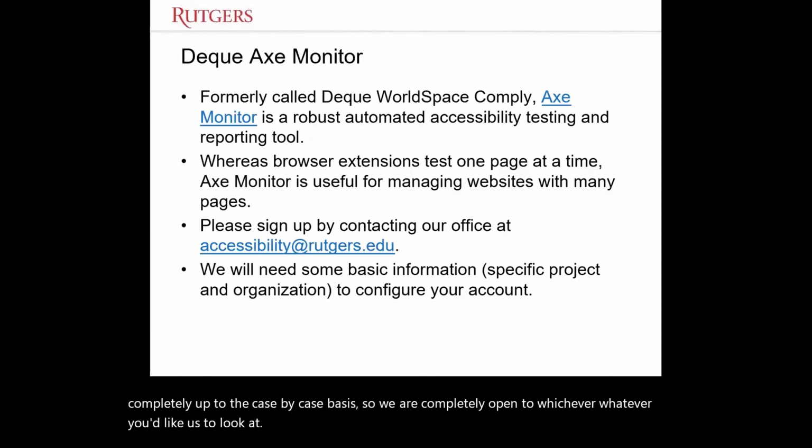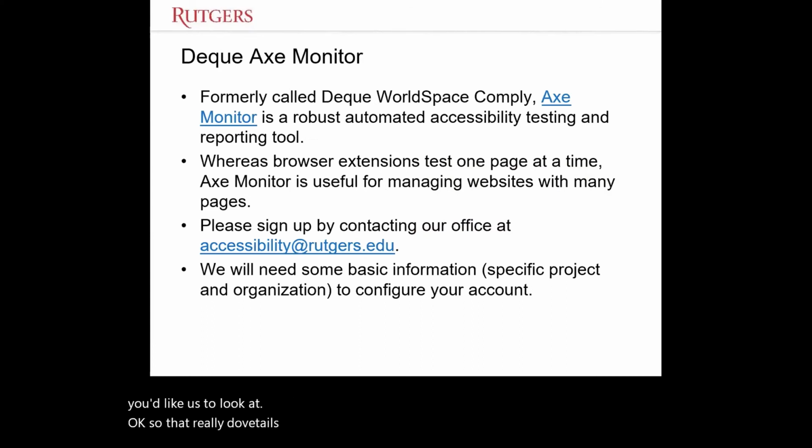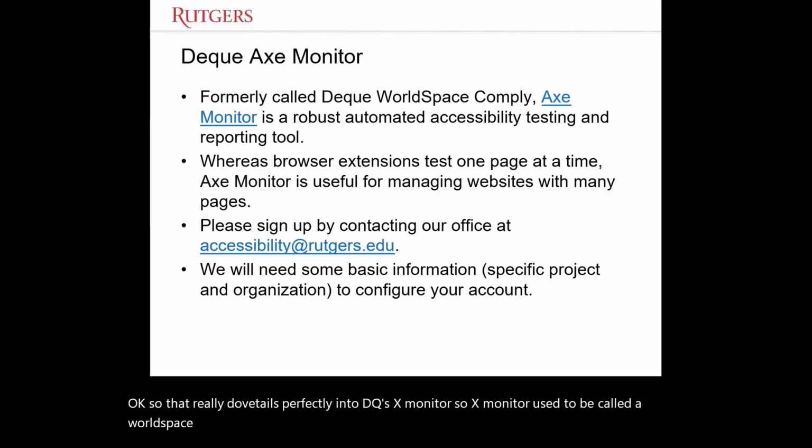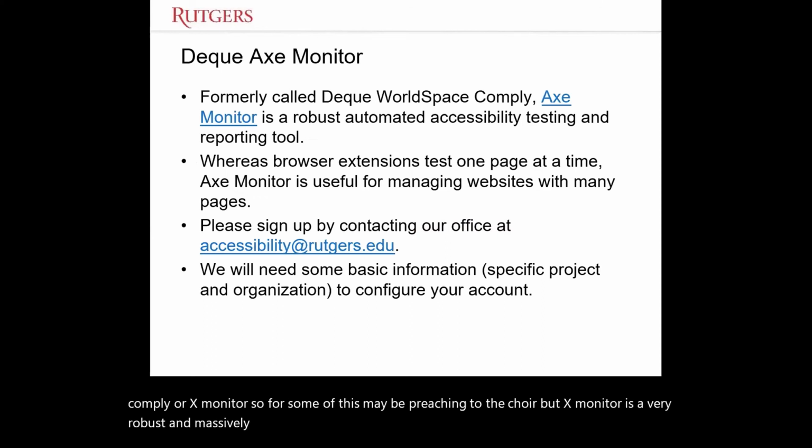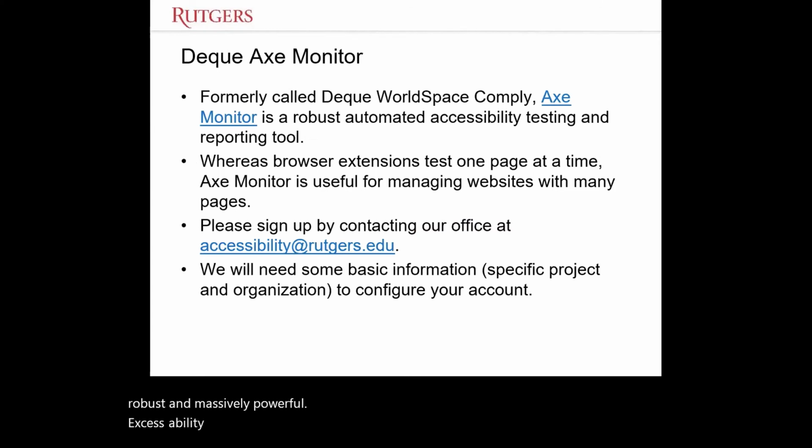Okay, so that really dovetails perfectly into Deque's Axe Monitor. Axe Monitor used to be called WorldSpace Comply. I know for a fact that some of you in this meeting have used WorldSpace Comply or Axe Monitor, so for some of you this may be preaching to the choir, but Axe Monitor is a very robust and massively powerful accessibility auditing program that we use to scan entire websites for accessibility issues.